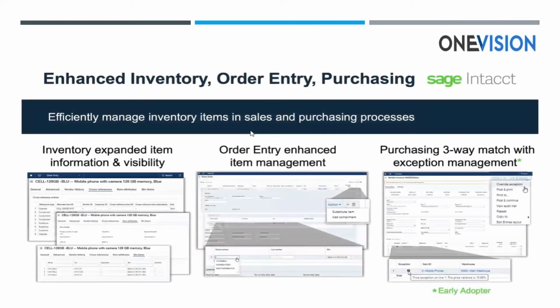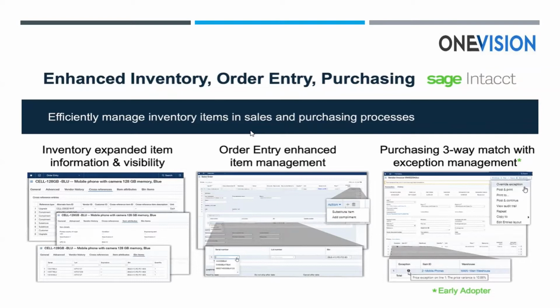There are inventory, order entry, and purchasing enhancements related to inventory items in the sales and purchasing processes. There have been over 40 fields added to the item record, grouped into the following sections: item details, which contain general item information; measures, which capture the physical characteristics of items; and commercial, which are used for e-commerce information.